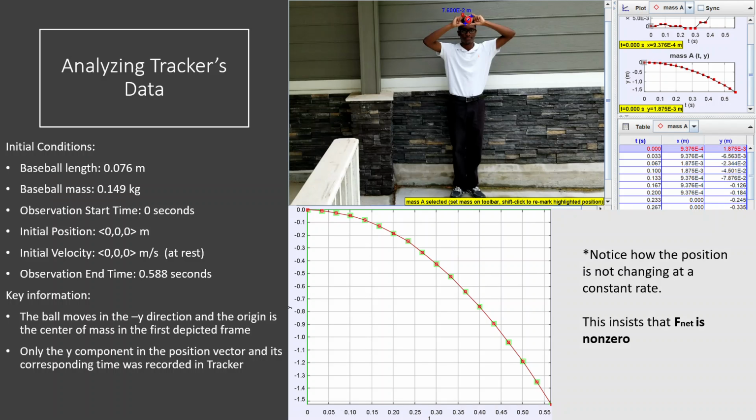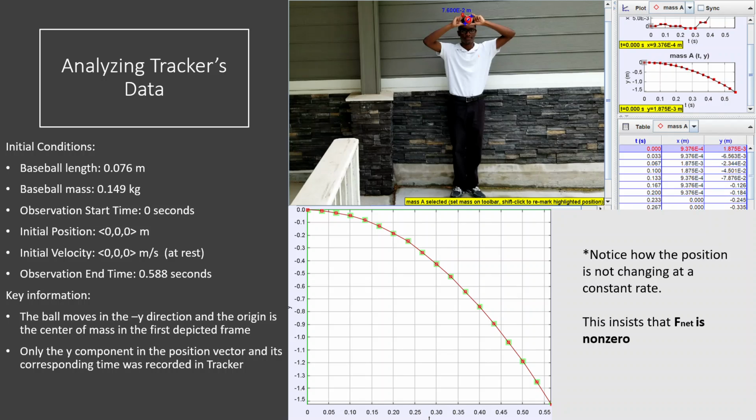After uploading everything to Tracker, I analyzed this data and set the initial conditions of the experiment, including the system's mass and length based on the diameter and mass of a standard baseball, and I included the observation start and end time, which spanned 0.588 seconds overall. Additionally, I set the initial position and velocity to 0 meters and 0 meters per second, respectively, because I started analyzing the baseball's motion at the first frame, and the ball started at rest initially.